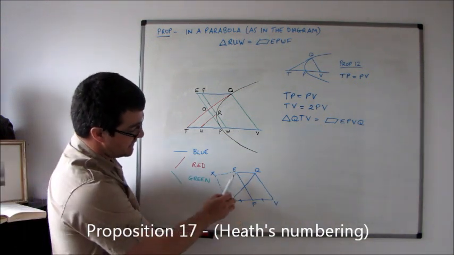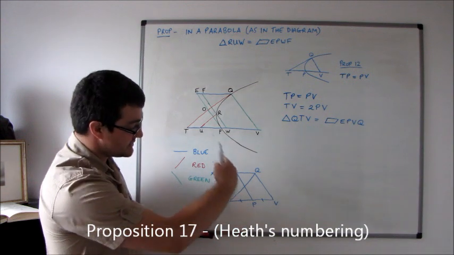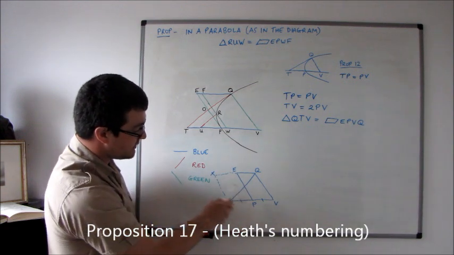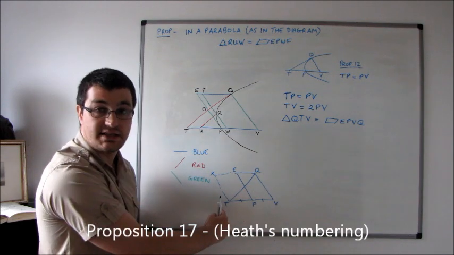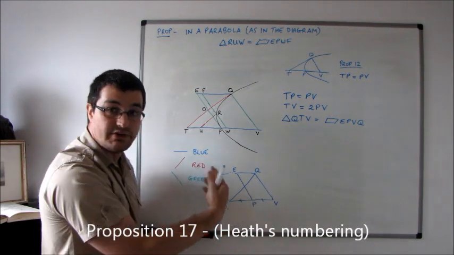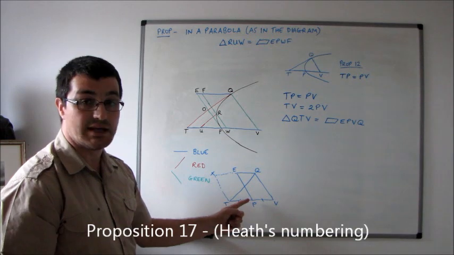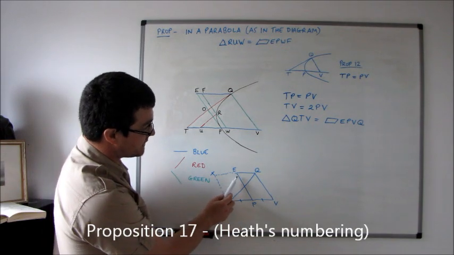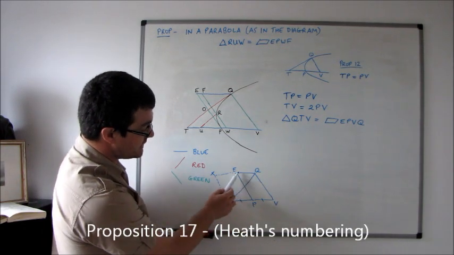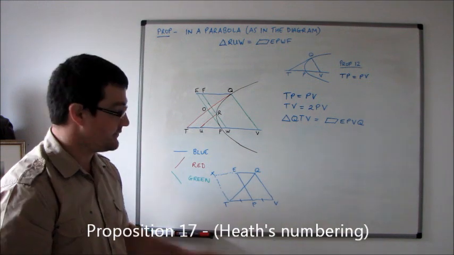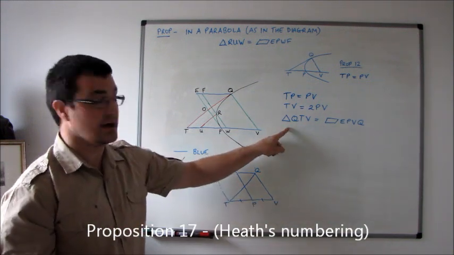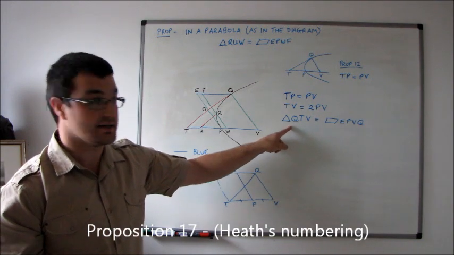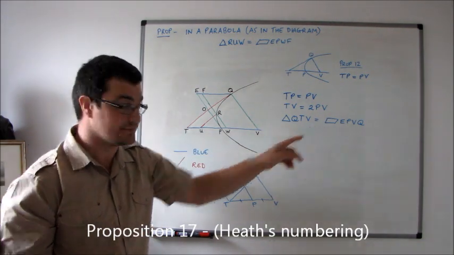Similarly, because EP is a line that bisects both of these sides and is parallel to QV and XT, the area is also bisected by the line EP. So therefore the parallelogram EPVQ is also going to be half the area of the whole parallelogram, which gives rise to this equality here.